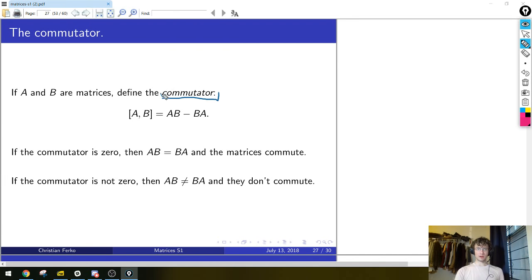Why do we call it the commutator? Well, I told you that matrix multiplication is non-commutative. So A times B usually is not equal to B times A. So the commutator measures how much this equation fails to be true. A times B is not equal to B times A. What do I mean by measuring how much this equation fails?